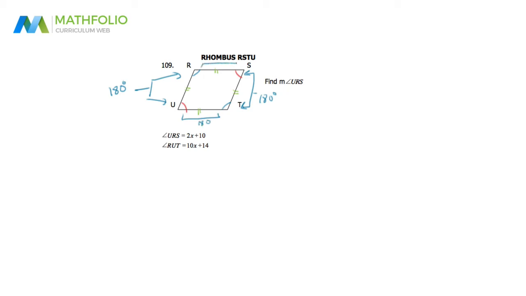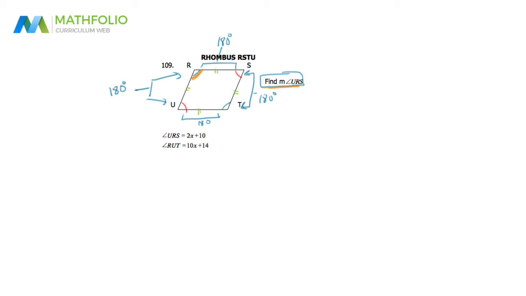So consecutive angles are supplementary. Let's take a look at what we're trying to find. We're trying to find the measure of angle URS. So URS, let's try and find that. U to R to S. So that's right here. We are trying to find this angle.